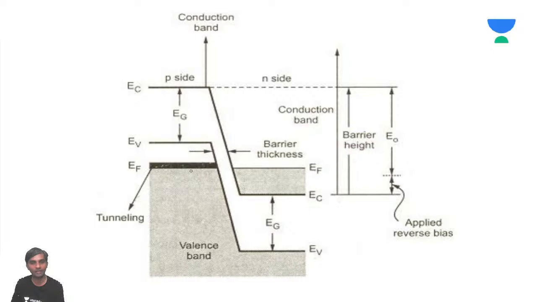So this is what is happening. When the reverse bias voltage is applied, this EF is decreasing on the N side. Due to the applied reverse bias, this E naught is changing. This is the barrier height, so the barrier height is decreasing now. So now what happens, sir? There is a possibility to tunnel in this region.